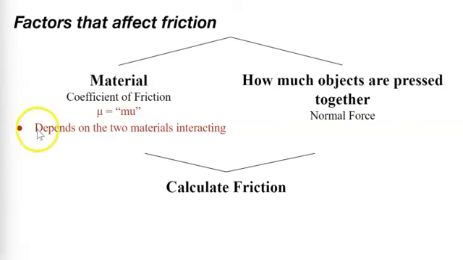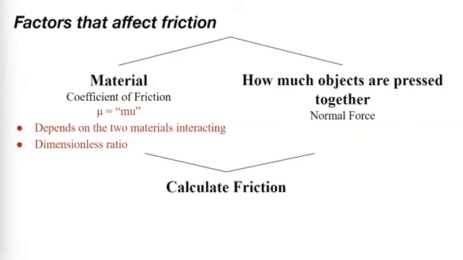You'll usually be given this value of mu in a table because the values for mu are very specific to the materials interacting with each other, and at least for my class, I wouldn't expect you to memorize these values. One thing to note is that mu is dimensionless, so there's no unit attached to this number.